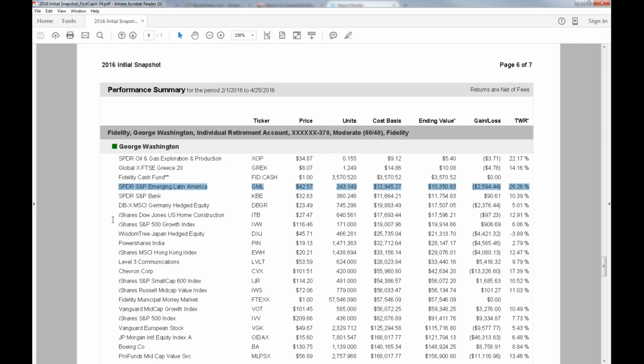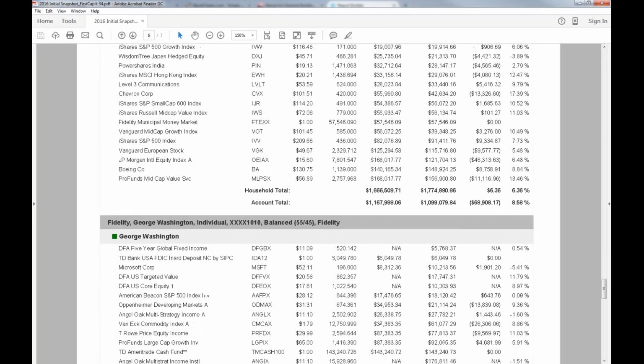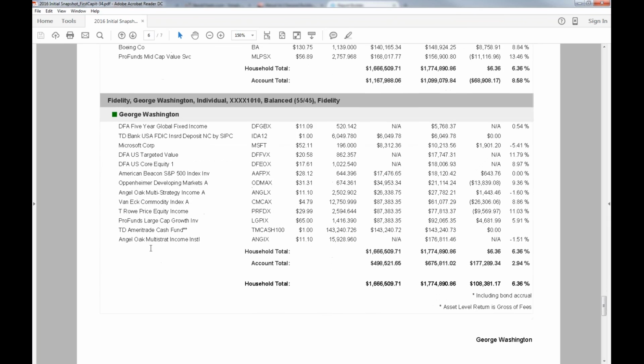And you'll see one of these for each portfolio, each account that you have, and again it'll total down here at the bottom and tie into the performance numbers on the top. So that's our snapshot report. If you have any questions, please feel free to get back to me anytime.